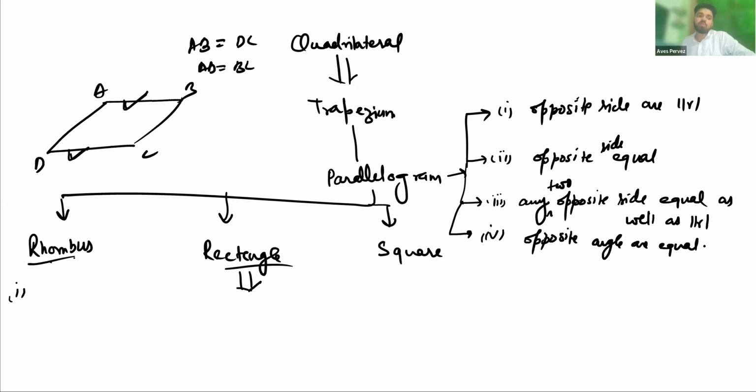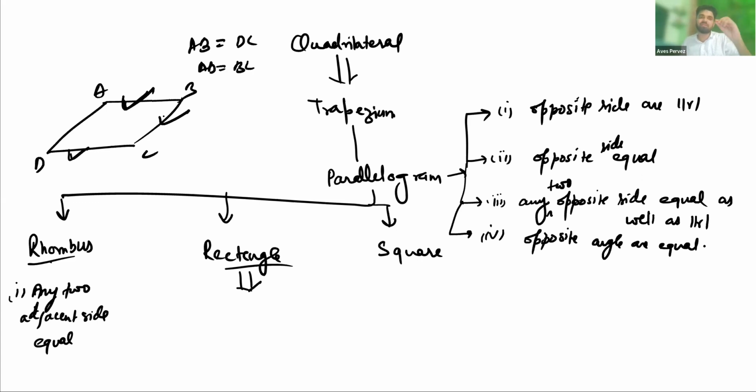So how can you prove any two adjacent sides equal? If you have proved ABCD is a parallelogram, and if any two adjacent sides are equal, like for example, if this side is equal to this side, you have proved, or if you have proved that this side is equal to this side, then it will be considered a rhombus.